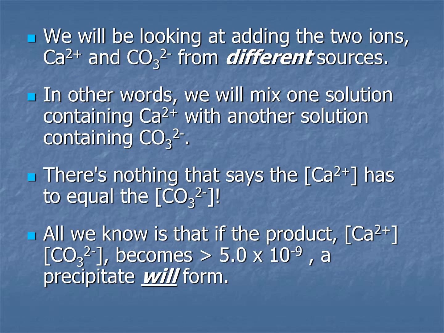So when mixing two ions, they must have come from two different sources. There is no such thing as a solution of pure calcium ions. Ions are formed by separating them from another substance. So in other words, when we mix one solution that contains calcium and another solution that contains carbonate, this is when a precipitate can form, depending on the amount of each. Now there's nothing that says we're using equal amounts of calcium and carbonate ions. All we know is that if calcium times carbonate becomes greater than 5.0 times 10 to the negative ninth, a precipitate will form based off of our Ksp expression.